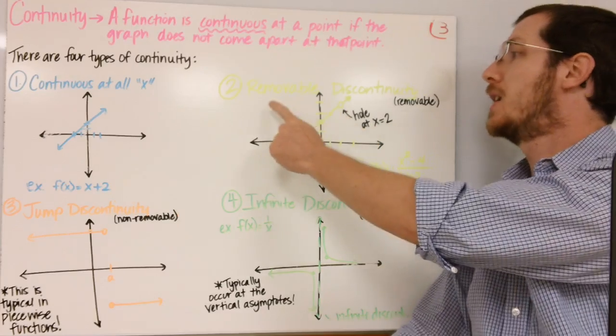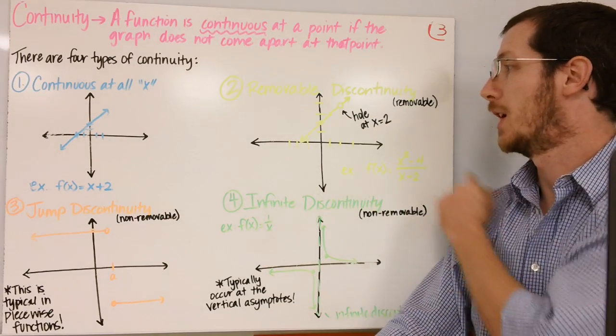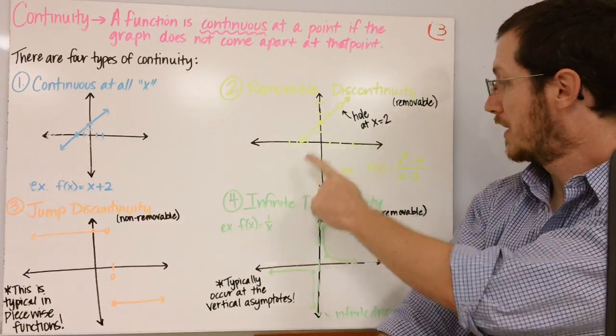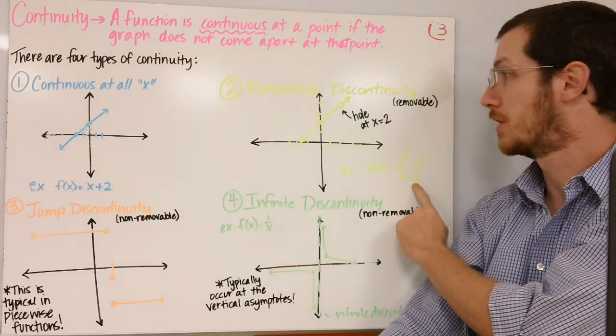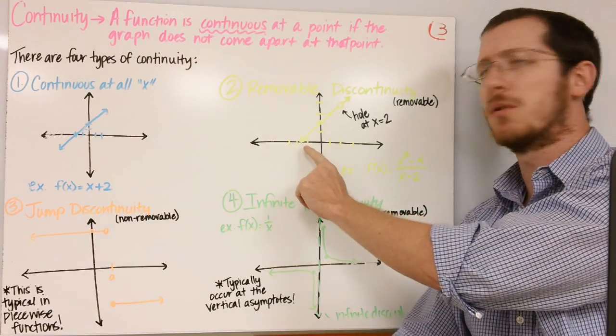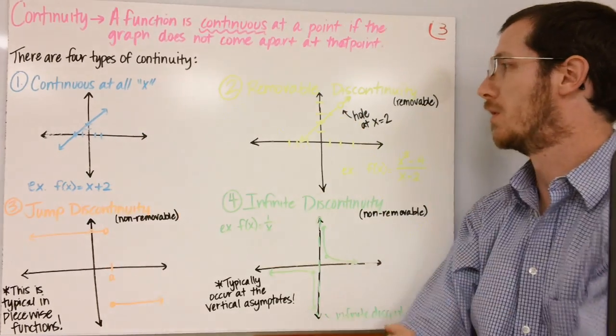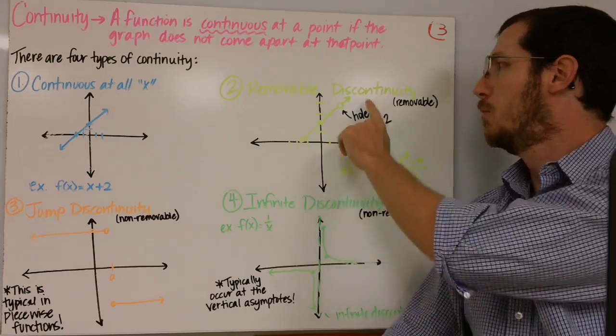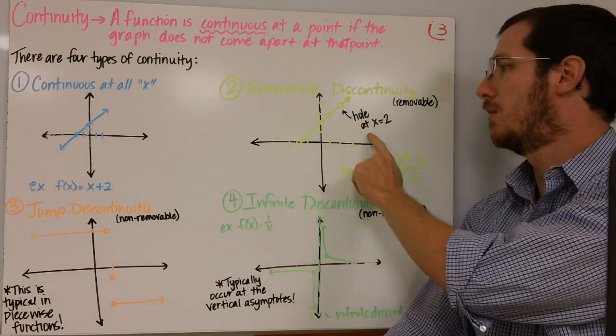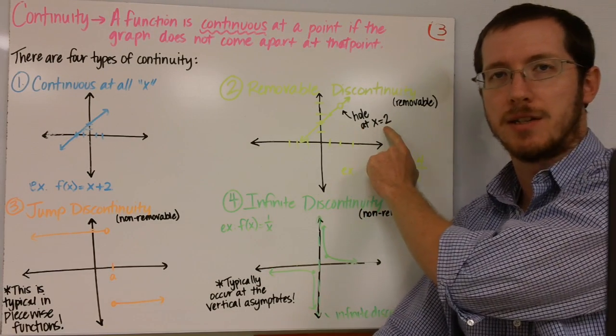Second type is a removable discontinuity, or a hole. We've got an example here of a rational function, and we're going to come across functions that look normal except for maybe a little hole here. With a removable discontinuity, we say that's a hole at its x value. In this case, x equals 2.